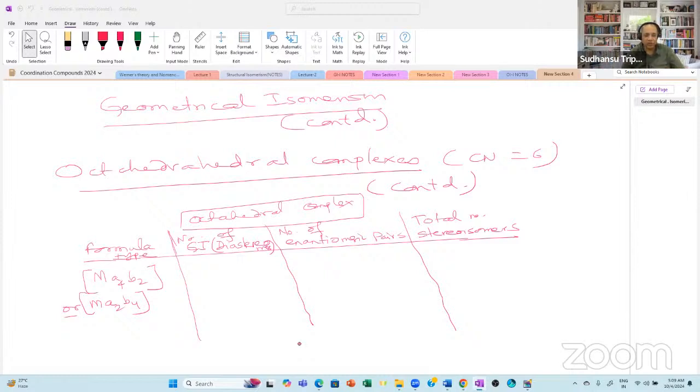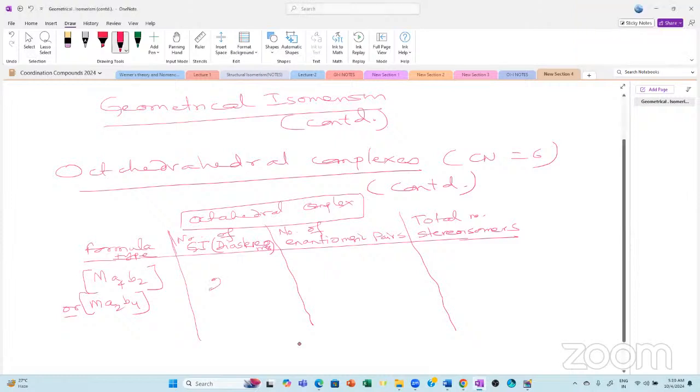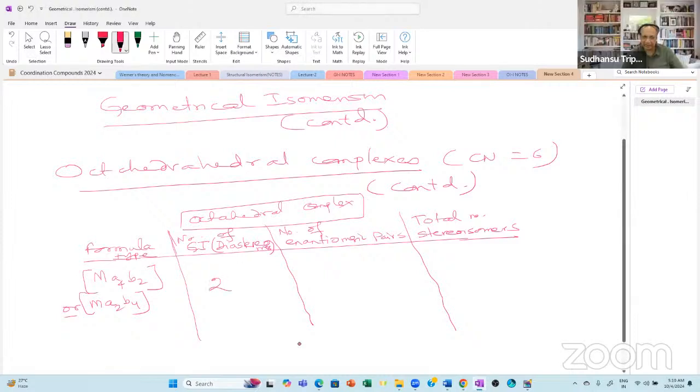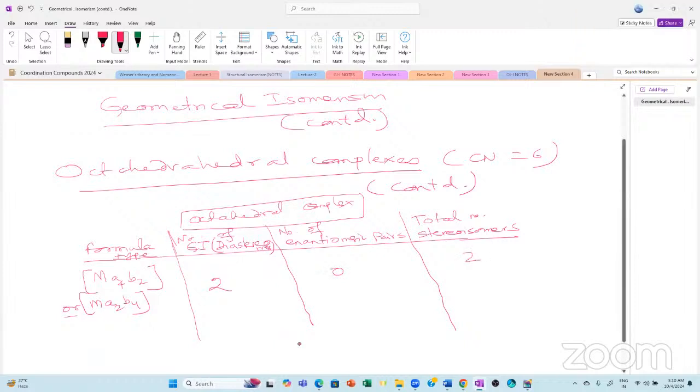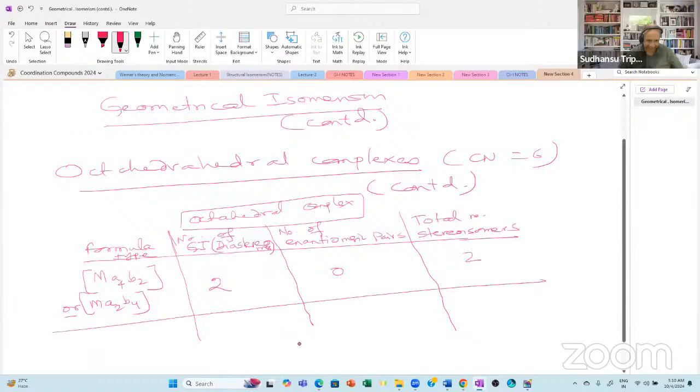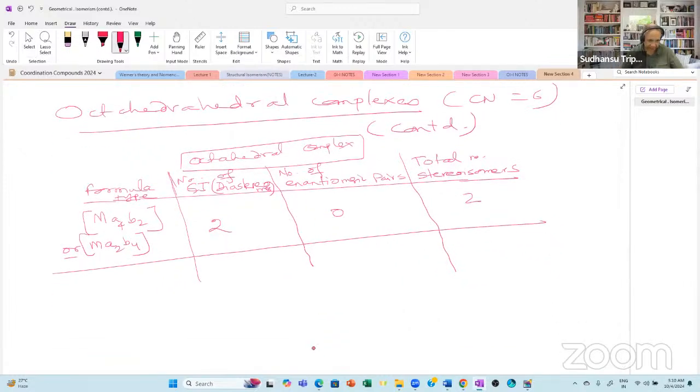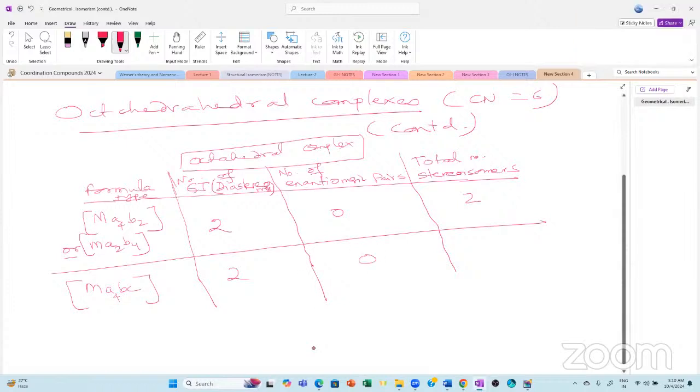Now, tell me how many geometrical isomers you have? Two. Cis and trans. And the number of enantiomeric pairs? Zero. Put a line. Then we have studied M A4 B C. Same. How many? Two. Zero.